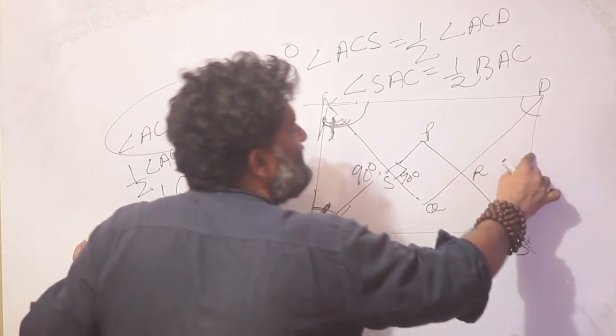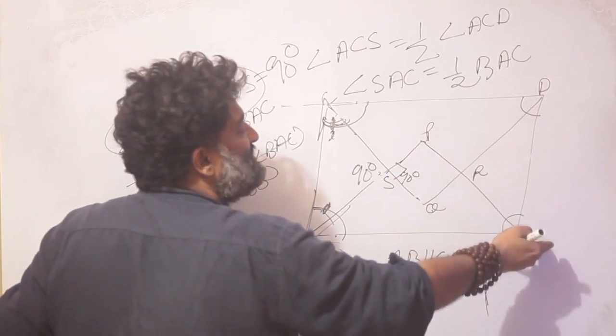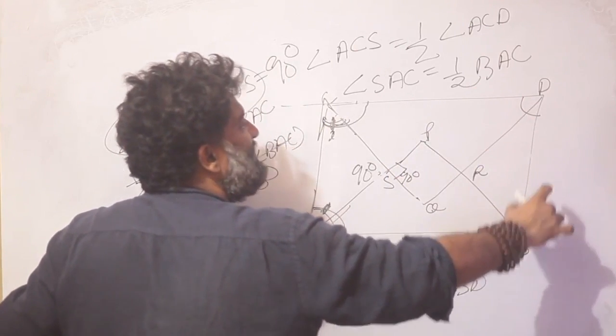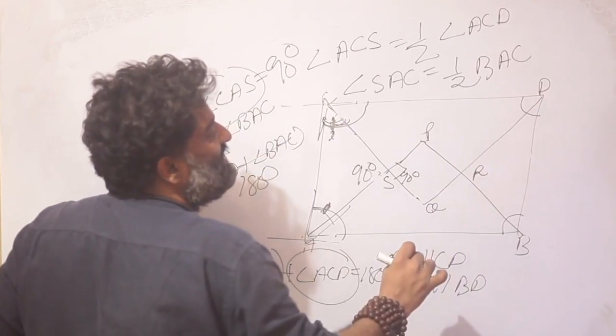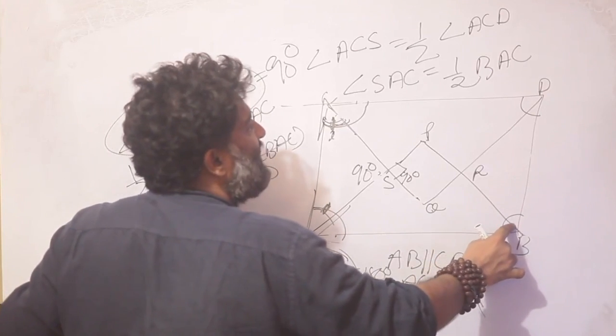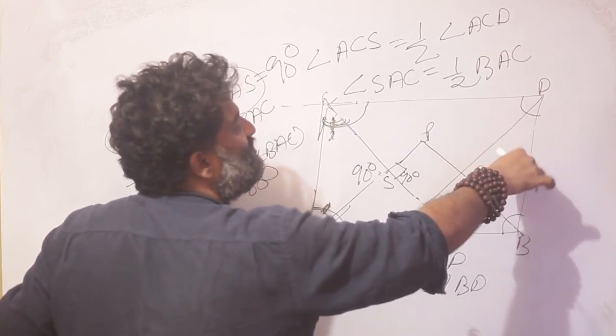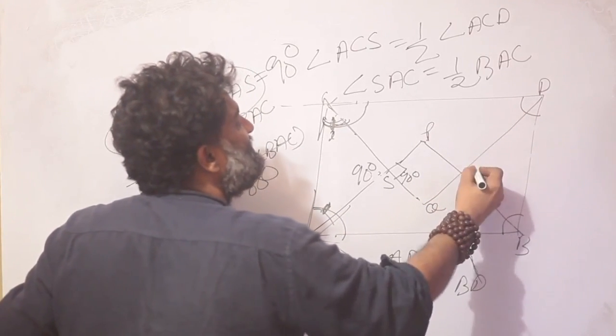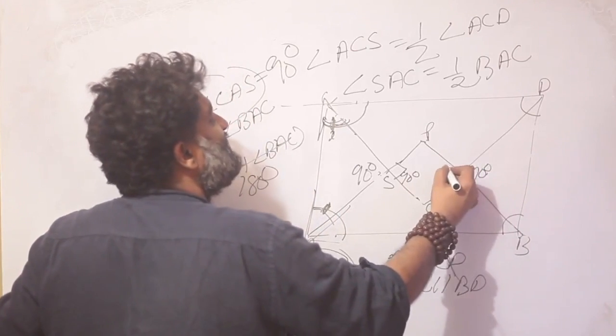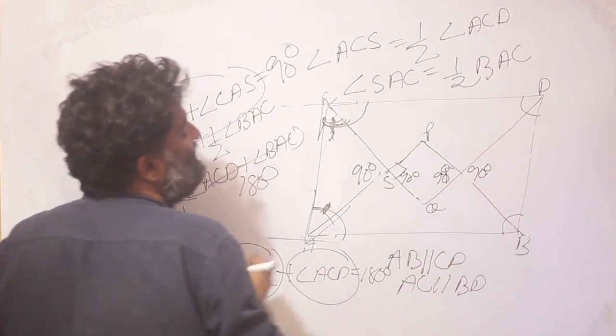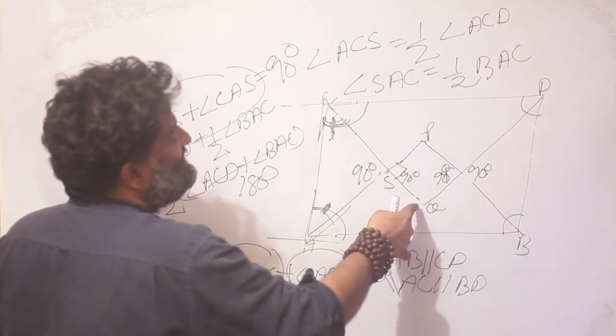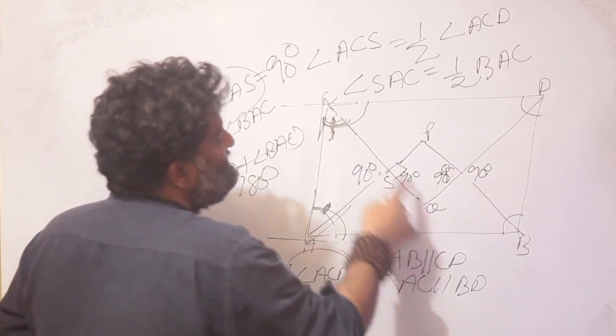I can follow the same process here because the same logic will work out. Big angle B plus big angle D is going to be 180 degrees. That means half of angle B plus half of angle D is going to be 90 degrees. That means this is also going to be 90 degrees. That means this is also going to be 90 degrees. And the same process can be continued to work out angle CQP.